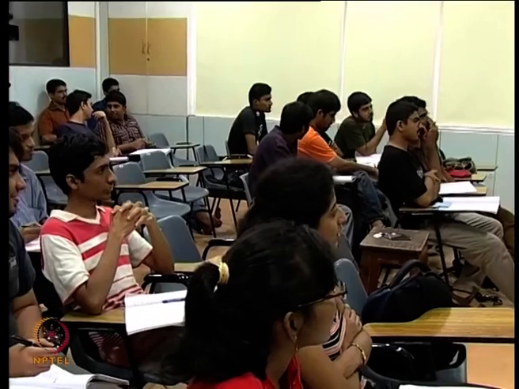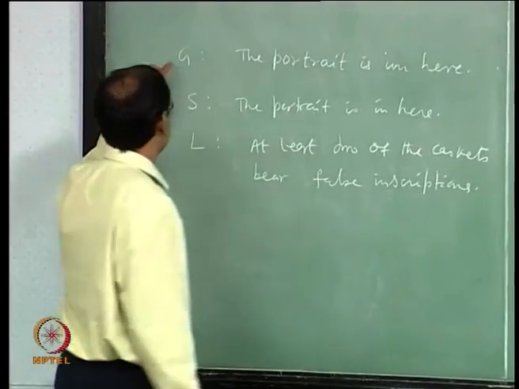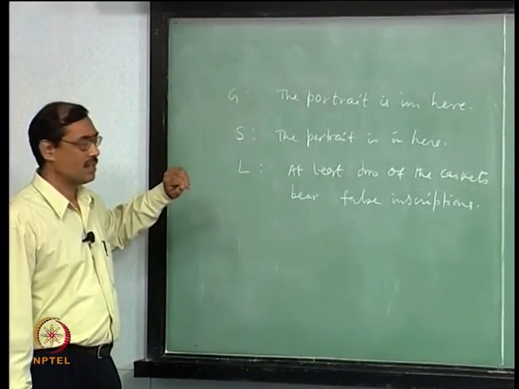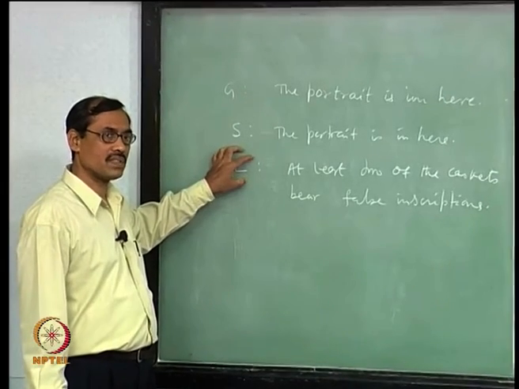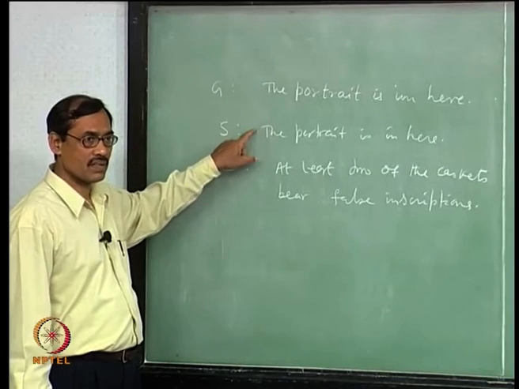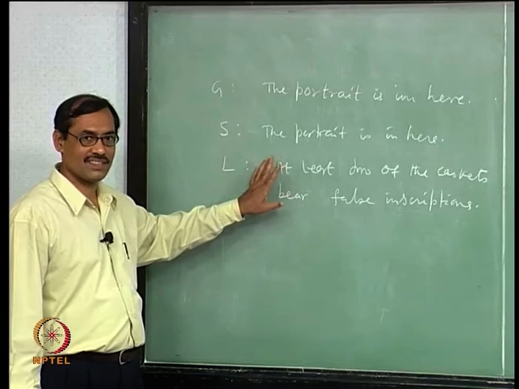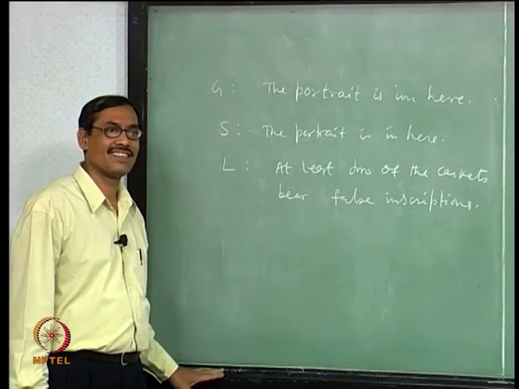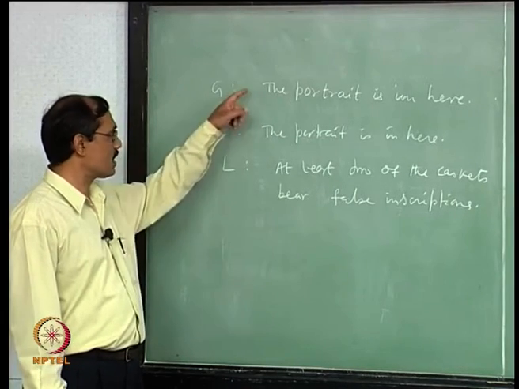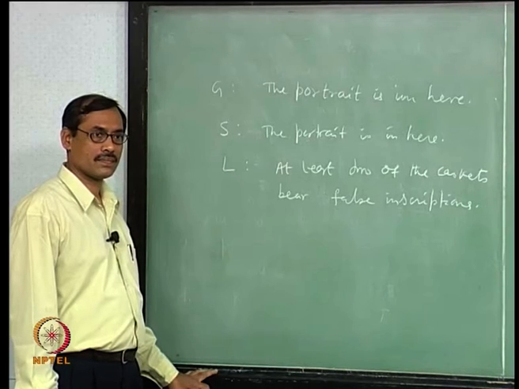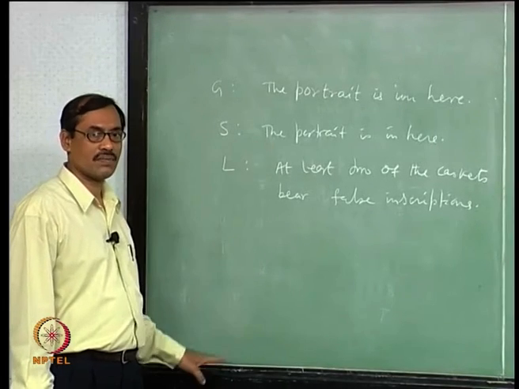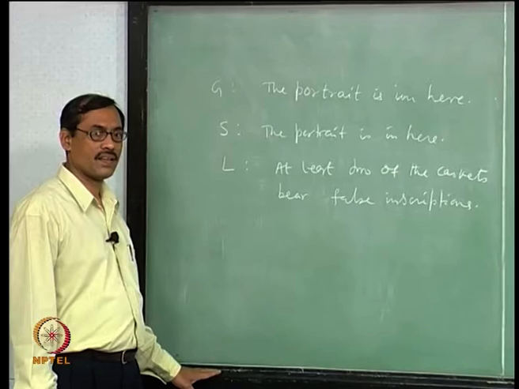Informally, what you can do is start looking at these caskets where the portrait may be, and check whether it is consistent. So, if the portrait is in the lead casket, then what happens? This is false, this is false, at least two inscriptions are false, it is consistent. It is a possible solution. If you put it inside the gold casket, what happens? G is true, S is false. What about L?